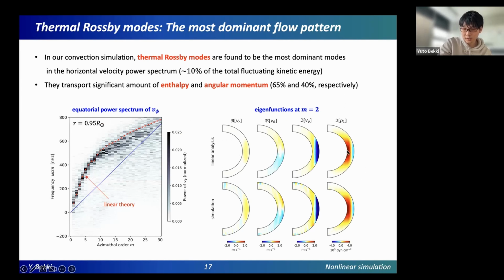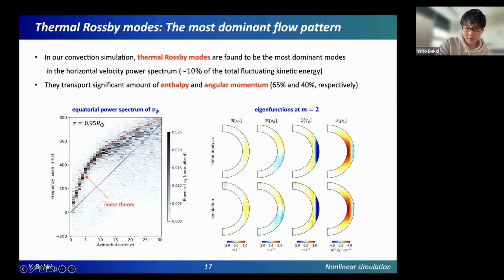So the top ones are the eigenfunctions computed by linear analysis, and in the bottom I show the eigenfunctions extracted from the nonlinear calculation. And you can see the agreement between these two is striking.